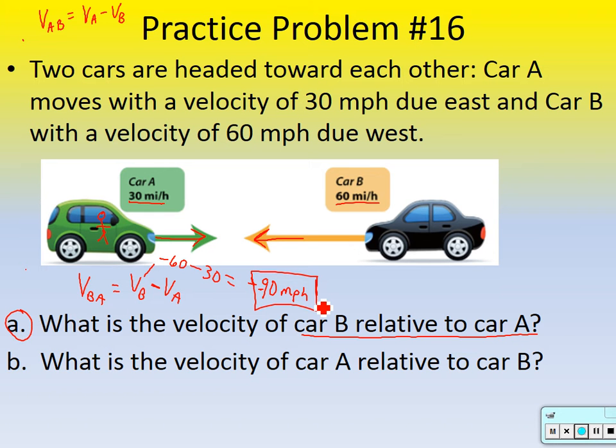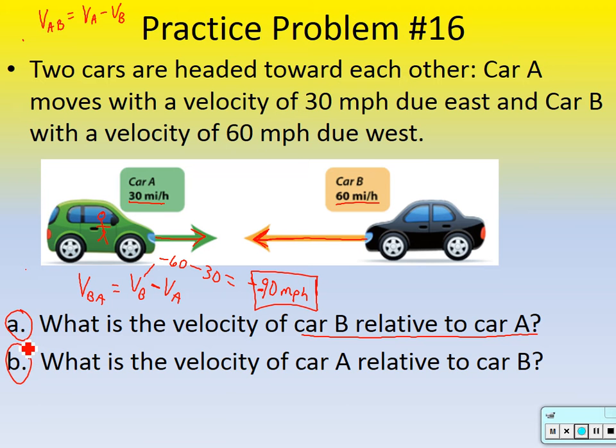Now, can you really go a minus 90 miles per hour, guys? No. What is the minus sign telling us? That when you're sitting here in this car, which way does it look like car B is going? To the left. And left in physics means negative. So that's why it'd be a negative 90 miles per hour. Okay, now let's answer part B and see if we can see the difference here.